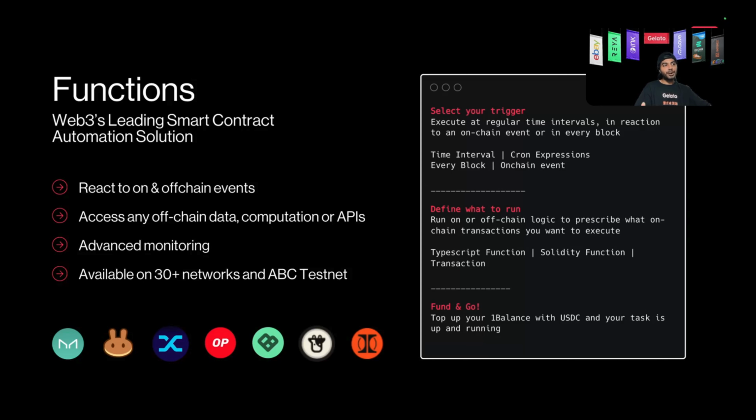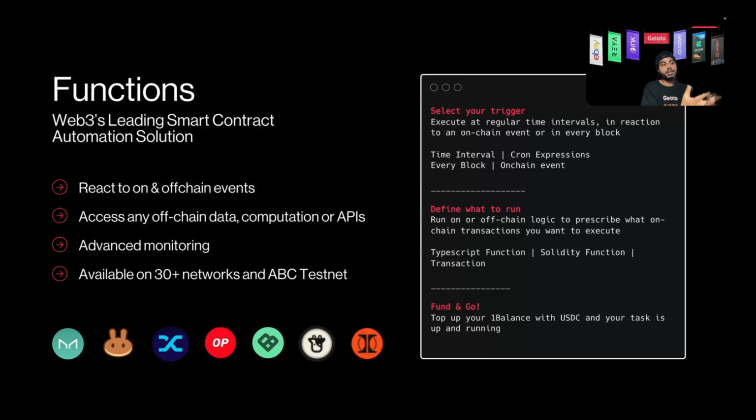So yeah, and how does this work? Basically, these are just three simple steps, right? You just select your trigger, and that means you can select a trigger like a time interval or cron expressions. You can also trigger the task every block, or you can have it react to an on-chain event.